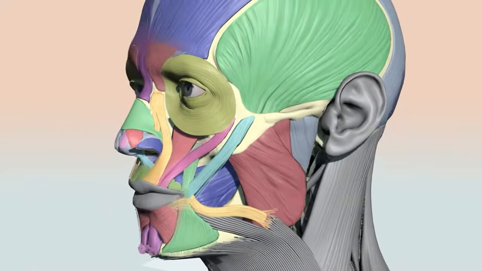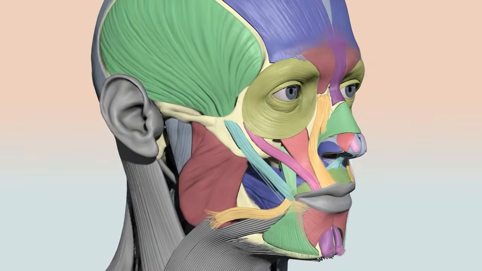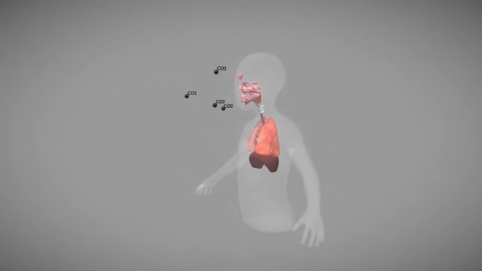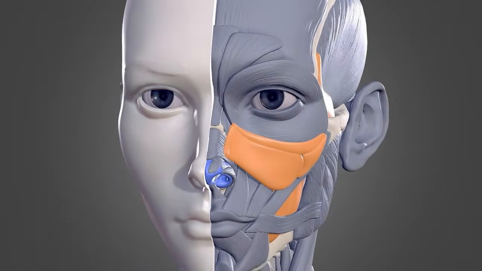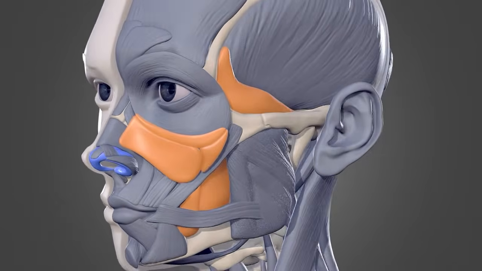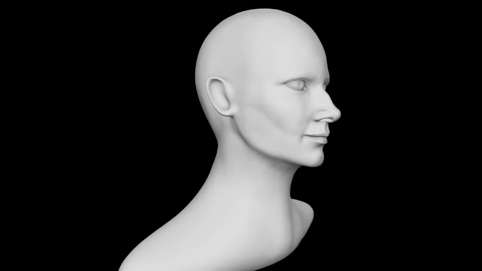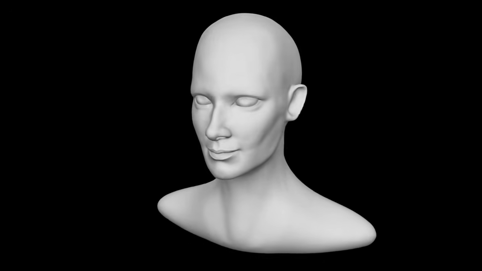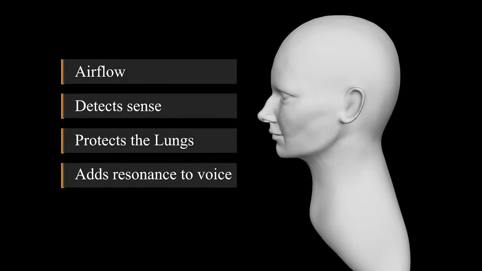Overall, the nose is a complex and vital part of the body that works constantly, even though we may not always be aware of its functions. From filtering air to detecting smells, its roles are deeply integrated with other systems of the body. Finally, understanding the anatomy of the nose gives us a deeper appreciation of how this small but powerful organ contributes to our daily lives. It is far more than a facial feature. It is a carefully designed system that manages airflow, detects scents, protects the lungs, and adds resonance to our voice.